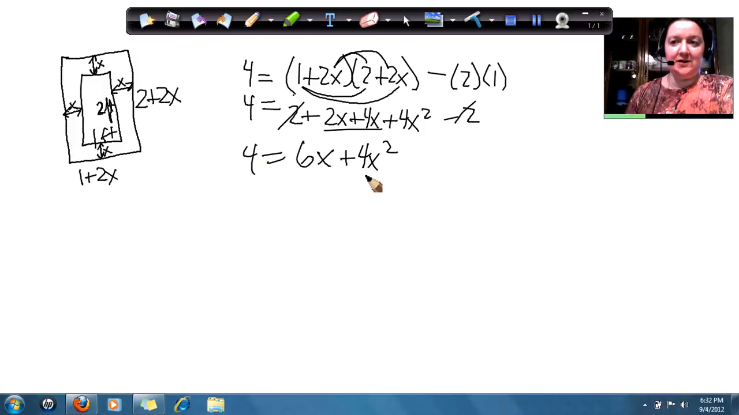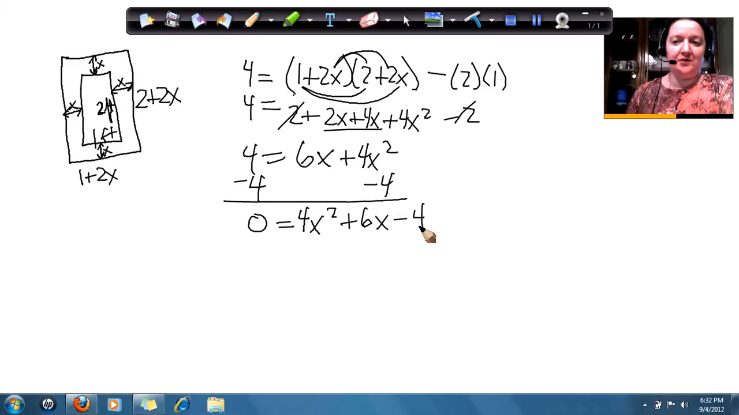Now I want to get everything on one side. So I'm going to subtract 4 from both sides. So 0 equals, and I'm going to go in decreasing order of x. So 4x squared plus 6x minus 4. Now I want to find my greatest common factor, which appears to be 2.